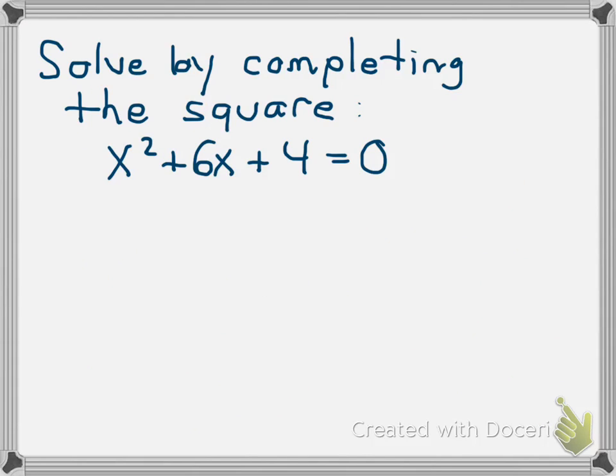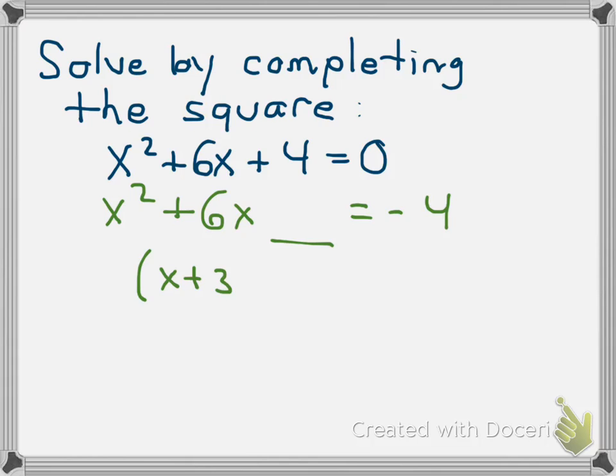So here's how this works. I'm going to rewrite it, x squared plus 6x, but I'm going to move the 4 to the other side, so it's a minus 4. And what I need here is I need a number that will allow me to complete the square. And here's the procedure. I actually moved down to the next line of work. I know that the trinomial will end up being x plus 3.